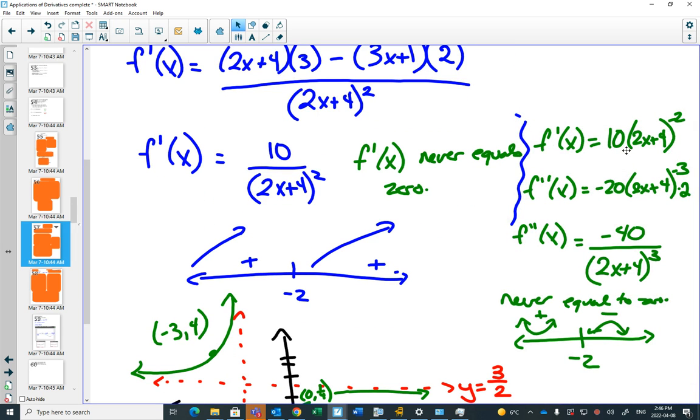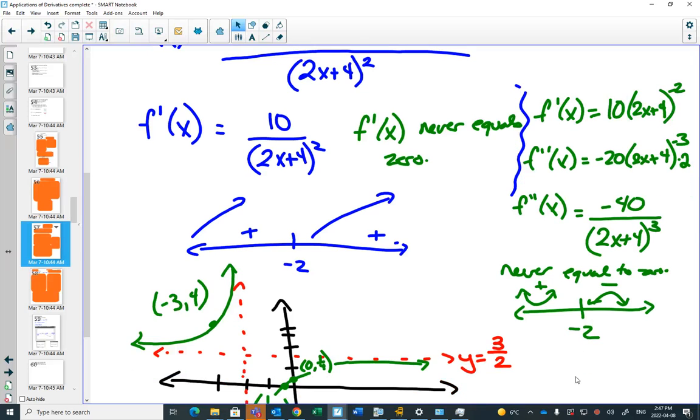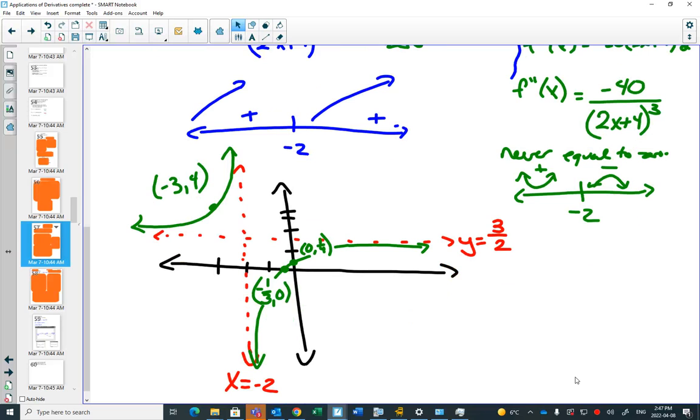In our second derivative, I would probably bring my 2x plus 4 squared up to the top so that I could do an easier chain rule. And my second derivative is negative 40 over 2x plus 4 cubed, also never equal to 0, but you still need to put negative 2 on the number line. I did the chain rule way and not the quotient rule way because it's nicer in this case. Pretty nice results in this question, number 26.